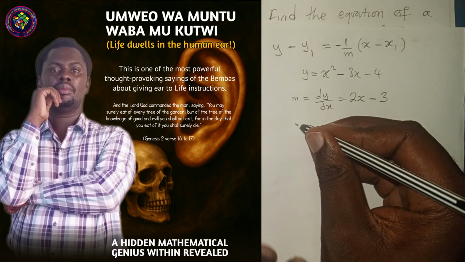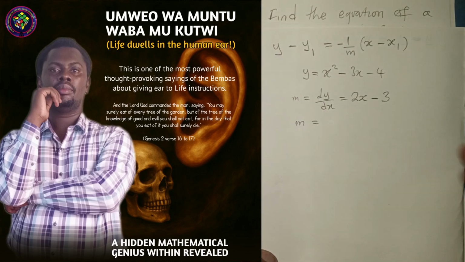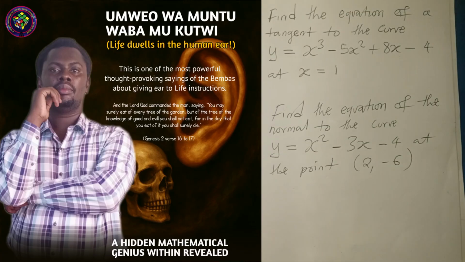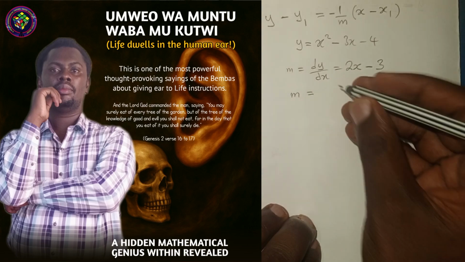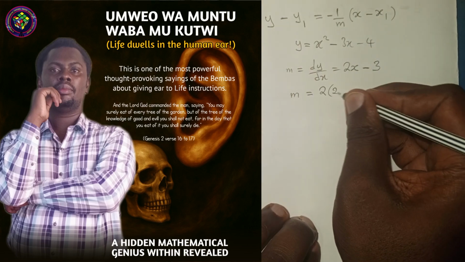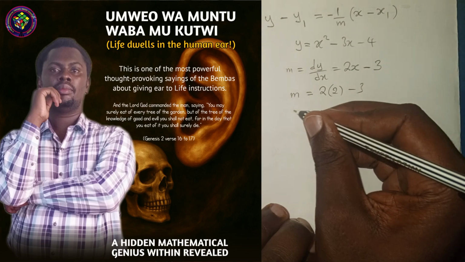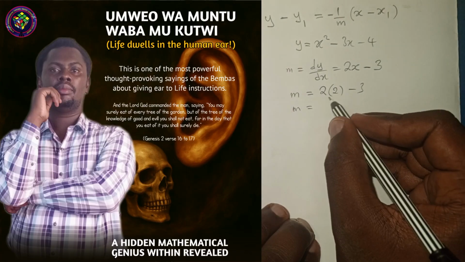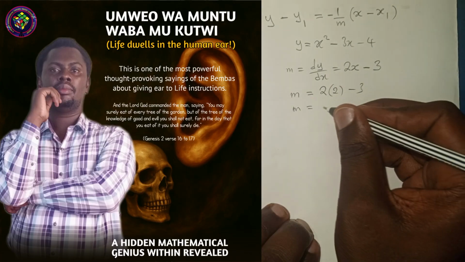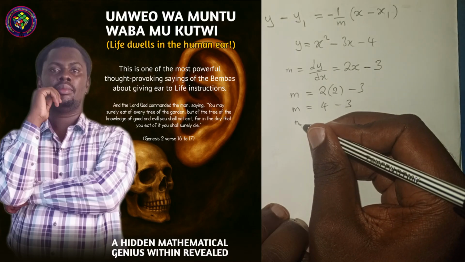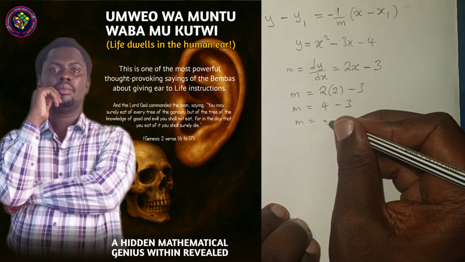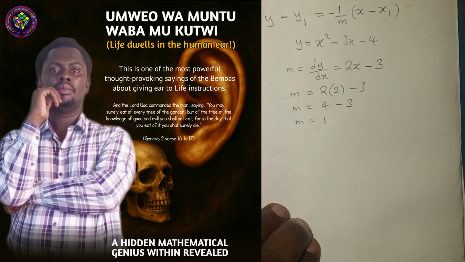Therefore m is equal to, from the point, the x value there is 2. So you just substitute, where there is x we put a 2. So m = 2 multiplied by 2, which is 4, then minus 3, and 4 minus 3 gives 1. So the gradient is equal to 1.